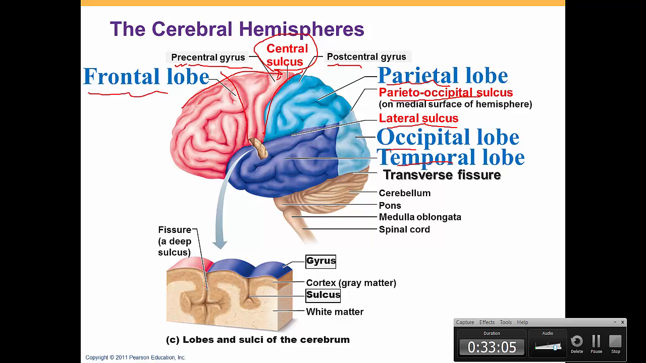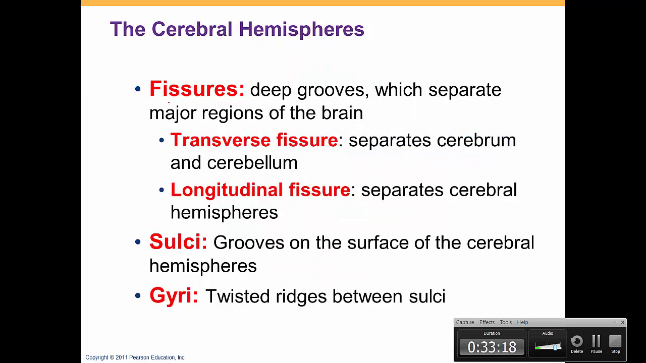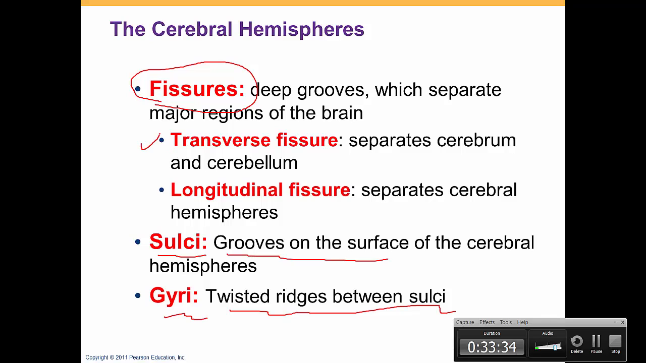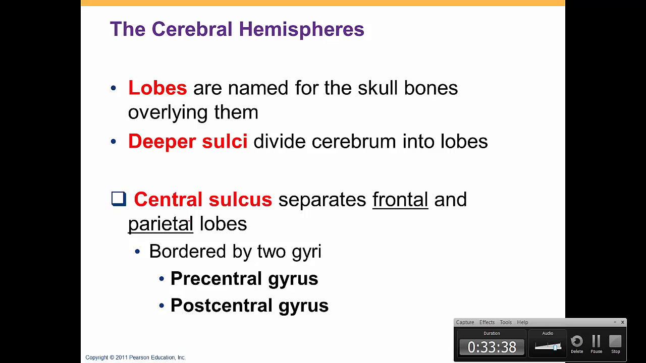So here is a cross section, as you can see. Here is a gyrus, here's another gyrus, and this depression here is a sulcus. So we have a few different definitions. We need to know the gyrus, which is basically these ridges between the sulci. The sulci are grooves, and we have bigger sulci. We call these fissures. We have two big ones: a transverse fissure and the longitudinal fissure. We have also the lobes, which follow the main skull bones.